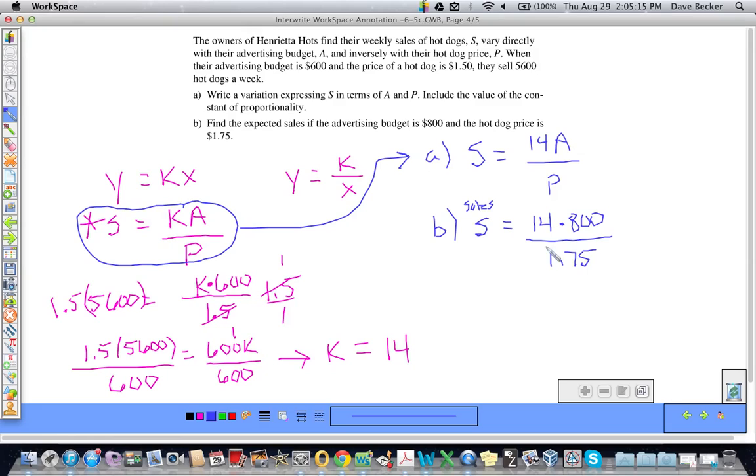And 14, I will tell you again, I don't have my calculator, so I'm going to cheat. 14 times 800 divided by $1.75 is equal to 6,400. So the expected sales is 6,400 hot dogs.